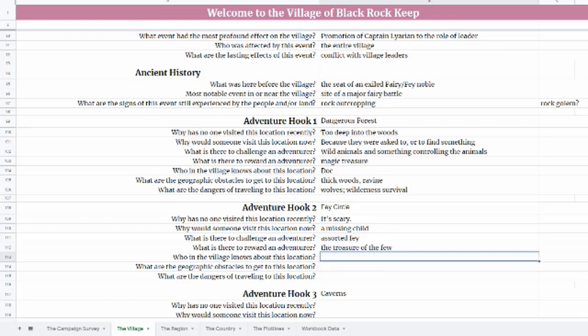Who in the village knows about this location? That's a good one. This could be one of our main NPCs. For now, I'm just going to say it's Callan. What are the geographic obstacles to get to this location? We're going to have the forest.